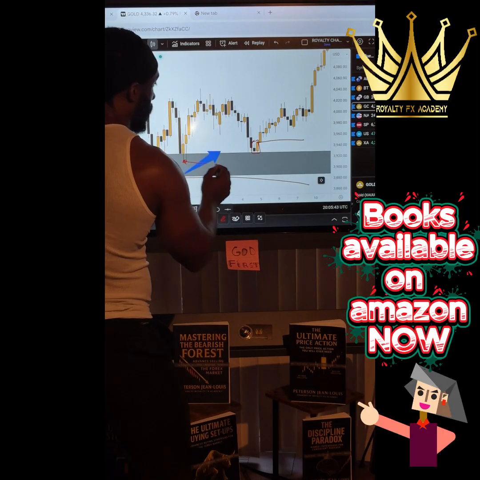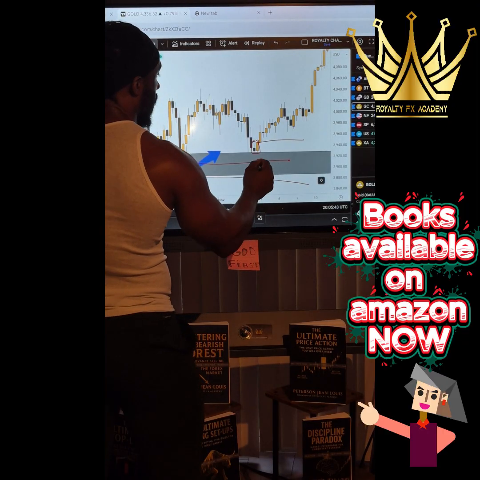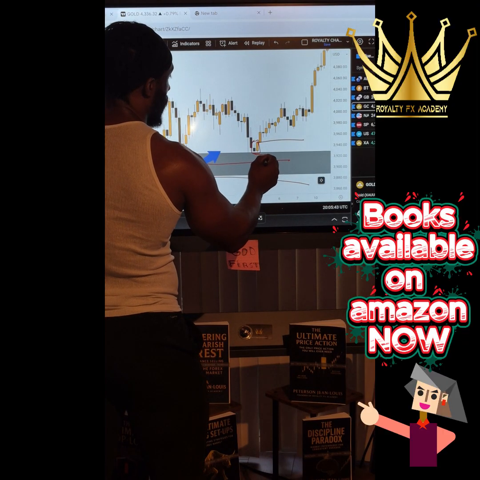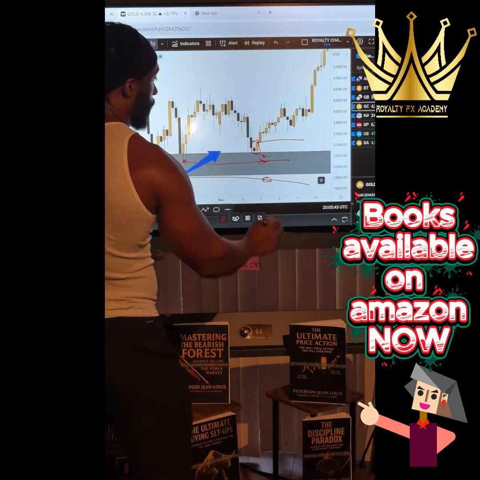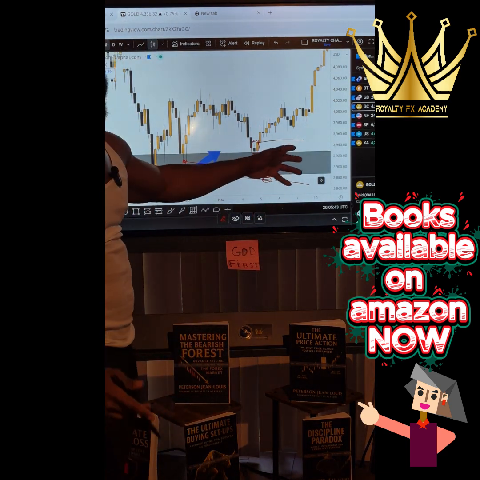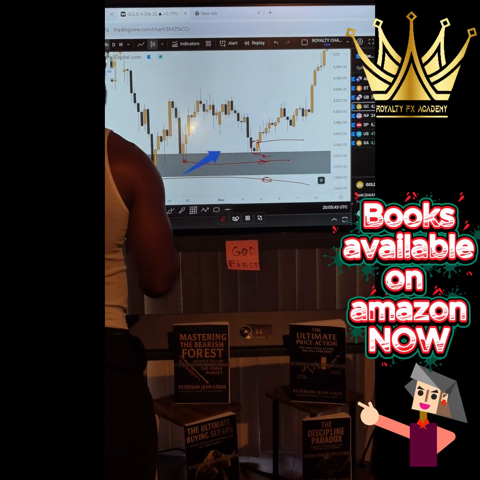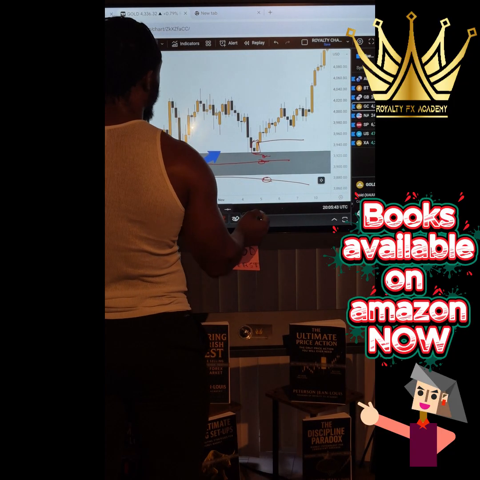If you want to use this one, by all means, but you have your options, of course. You got one here, one here, one here. Very simple, straight to the point, bullish engulfing to the moon. Rinse and repeat, rinse and repeat, rinse and repeat.